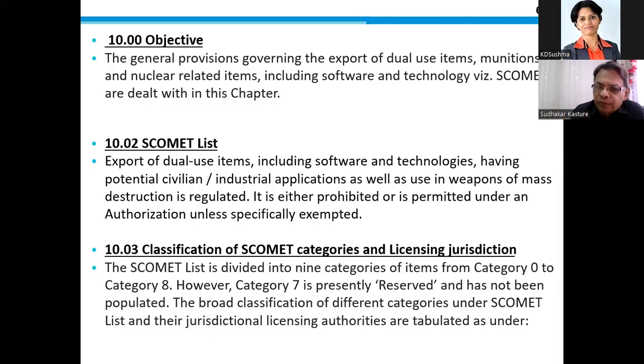Para 10.2: export of dual use items, including software and technologies, having potential civilian industrial applications, as well as use in weapons of mass destruction, is regulated. Please understand, the same technology can be used for civilian use, for industrial application, or for weapons. And weapons of what? Weapons of mass destruction. It is either prohibited or is permitted under an authorization unless specifically exempted. So it will be controlled.